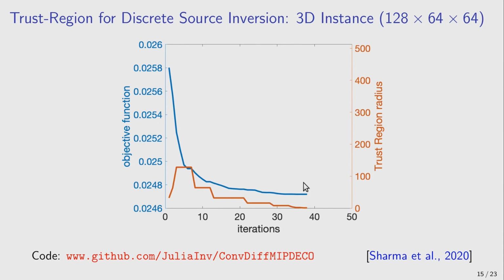And this is just a convergence plot for the three-dimensional instance. So here, what you see on the left is the reduction in the objective function value that we see from the initial rounding. So that's maybe not too impressive. That's a few percent reduction. And here you see the evolution of the trust region radius. So we go up to 128, eventually reduce it down to 1, and then stop.